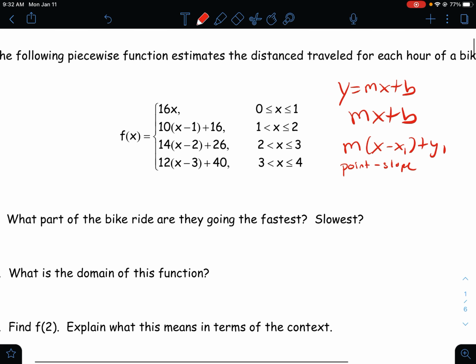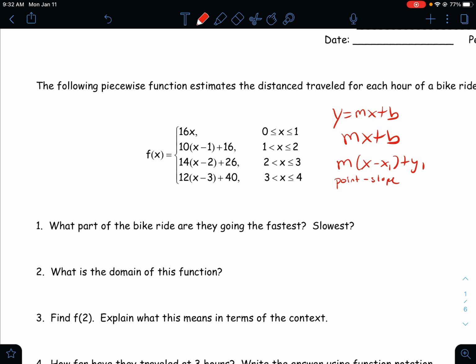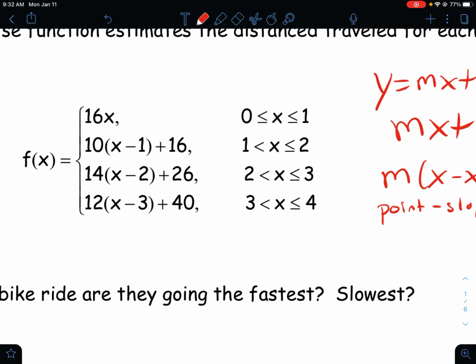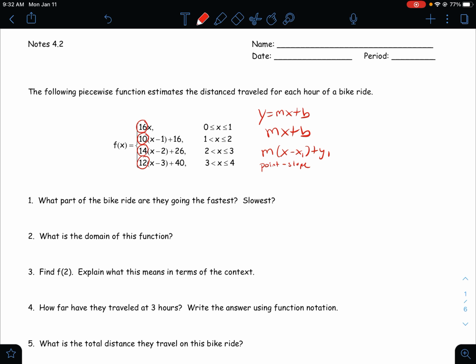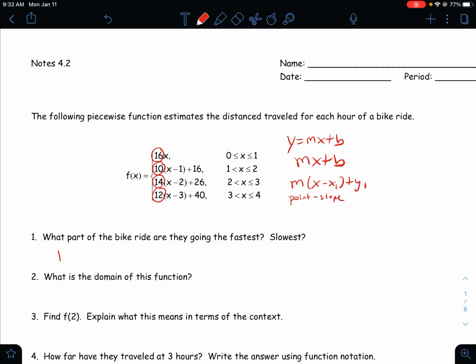All right. So it says, what part of the bike ride are they going the fastest and the slowest? So one thing you could do is graph this and look kind of where it's steepest. But the easy way to do this would be just to look at the slope. First one, the slope is 16, next one 10, then 14, then 12, all right? So the person's going to be going fastest from 0 to 1. All right, then they're going to be going slowest from time 1 to 2.